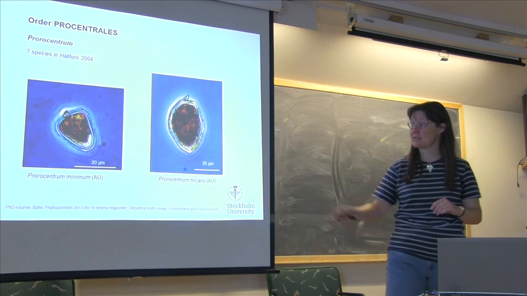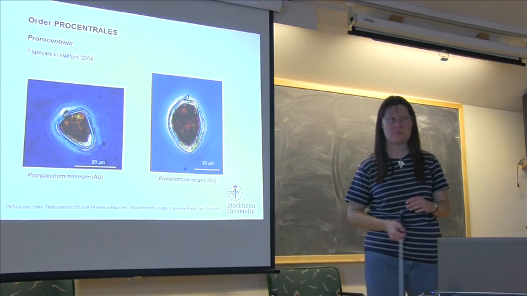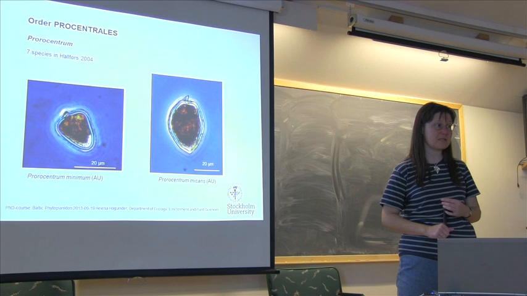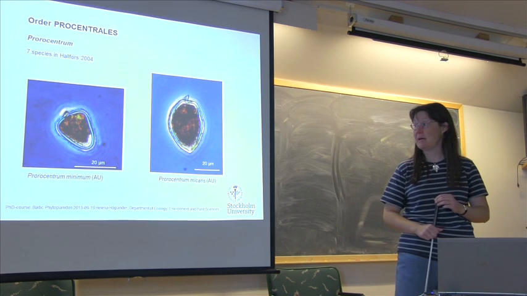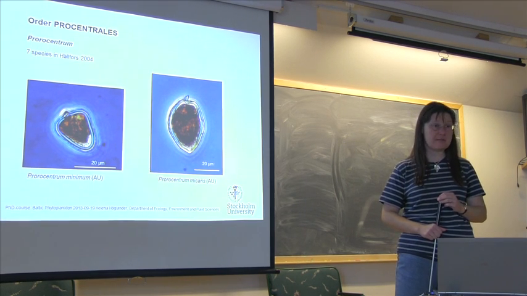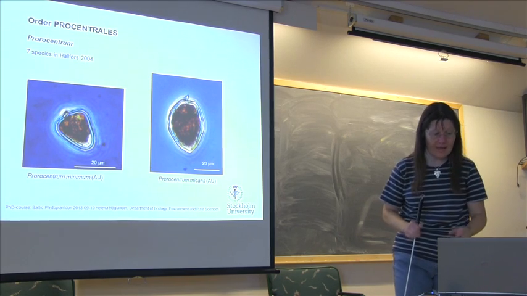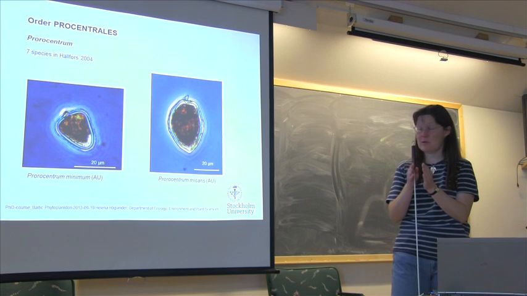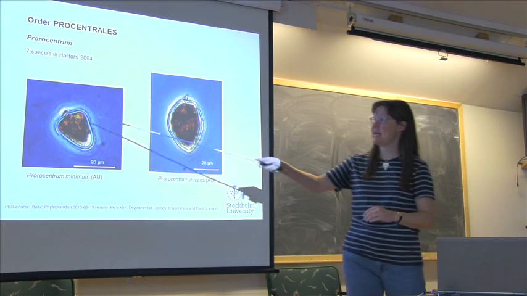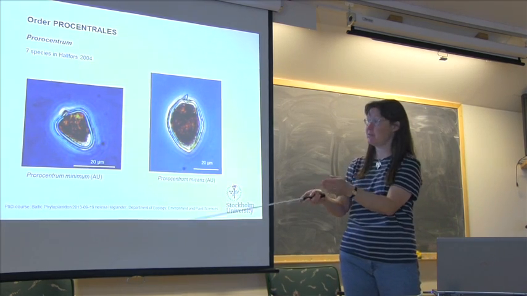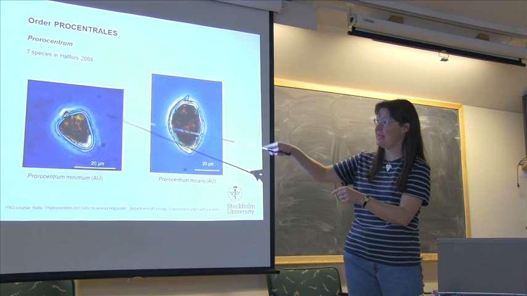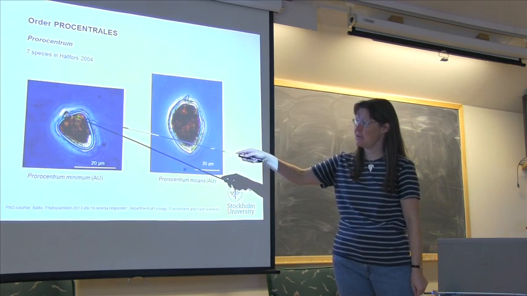And Prorocentrum minimum has been found to be toxic in other areas. I don't know if anyone has found that it's toxic in the Baltic, but it is a species to be aware of if it's very abundant. And this species has 2 larger plates. They are a bit flat on the side. If you see them from the side, they're very flat, and they have some small plates around this area.